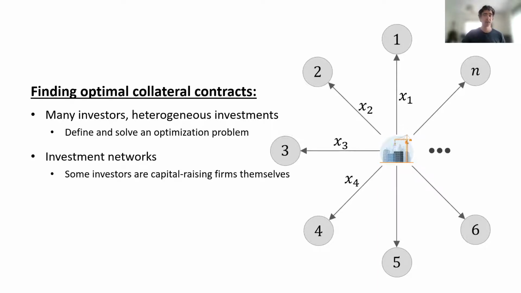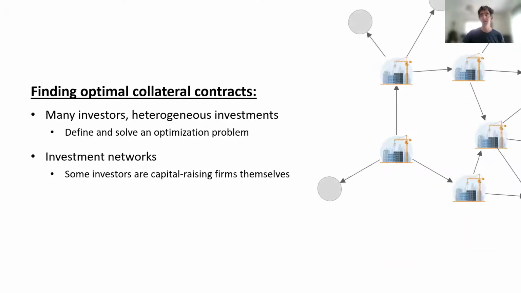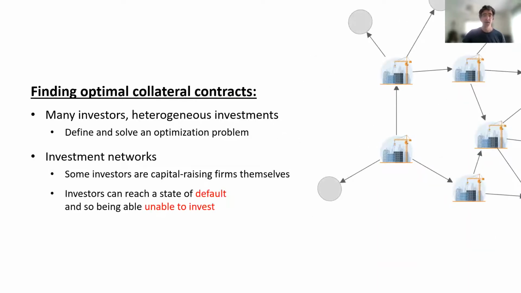And second, we're going to look at investment networks. And some of the investors may actually be capital raising firms themselves. They may have their own enterprises. So the situation may look more like this. And in this case, investors can reach a state of default if they are capital raising firms and they don't manage to raise sufficient capital to cover the costs of their enterprises. So they may reach default and be unable to invest.